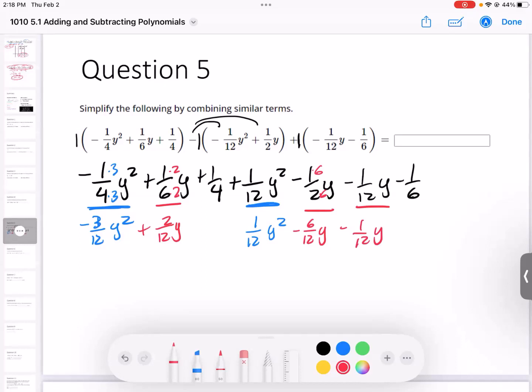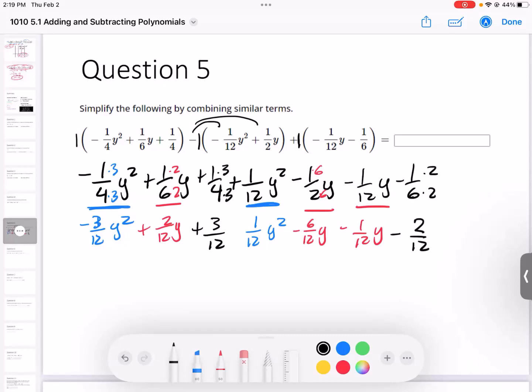And then for the last one, I just have my constants of 4 and 6. And the common denominator for those would be 12 as well. So I'm going to multiply the top and the bottom by 3, which gives me 3/12. And this one gives me negative 2/12.